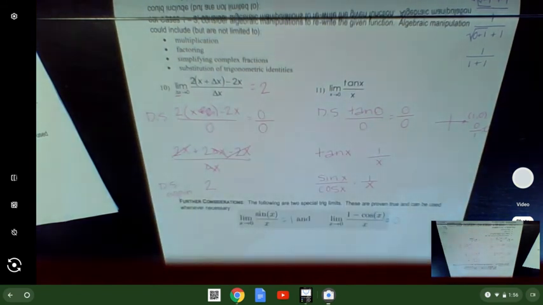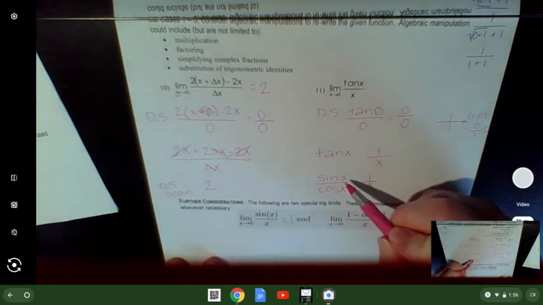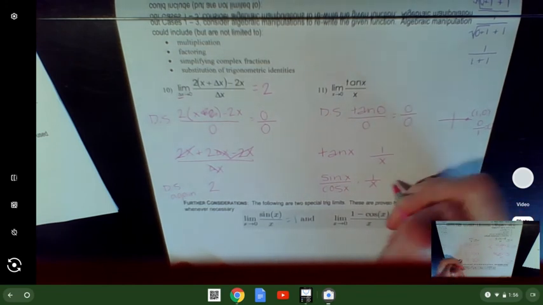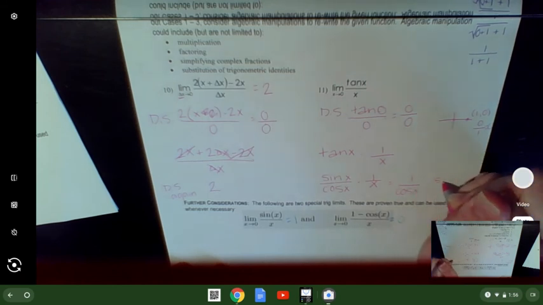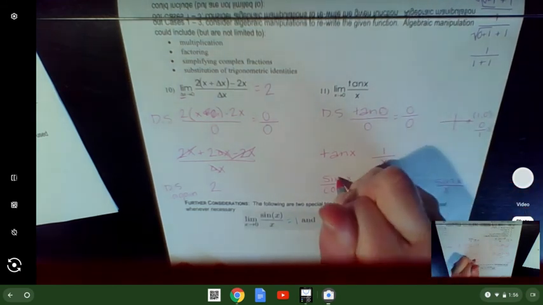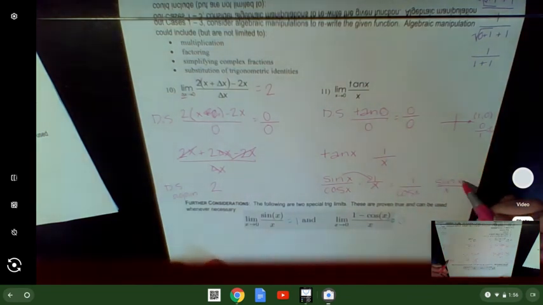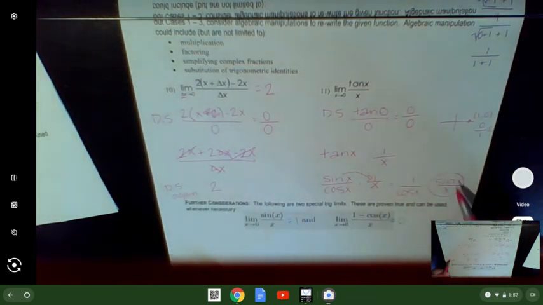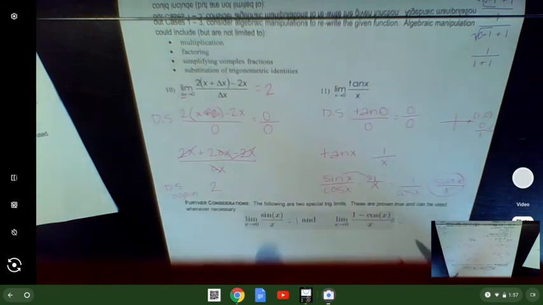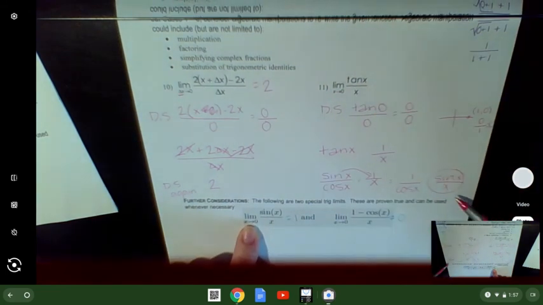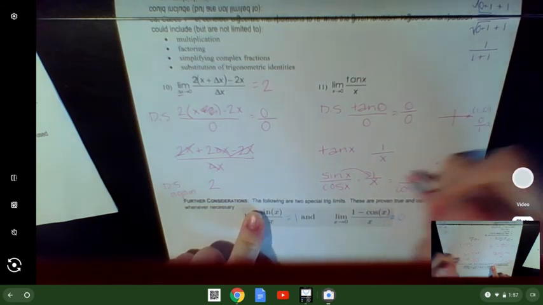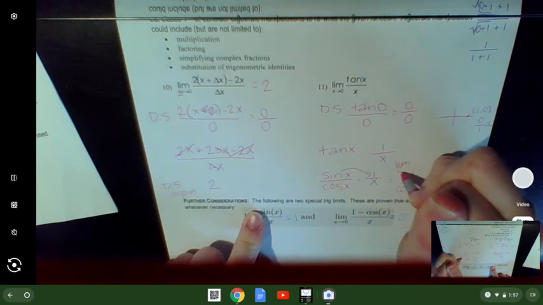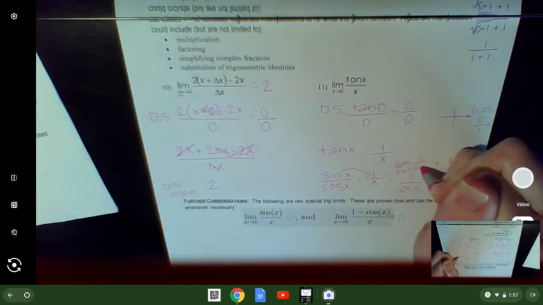Now, the cool part about multiplication is you can rewrite things however you want. I could think of this as 1 over cosine of x times sine of x over x. I really just moved this sine to this numerator because notice what we have here: sine of x over x. The limit as we approach 0 of sine of x over x, one of our special limits, is 1. Okay, so we just need the limit as we approach 0 of 1 over cosine of x.